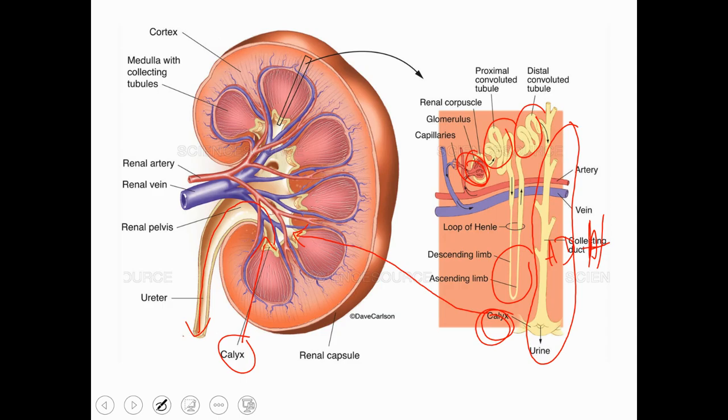Okay, so I'm going to create another diagram and maybe walk my way through it, but this is just a step-by-step look through each part of that nephron.